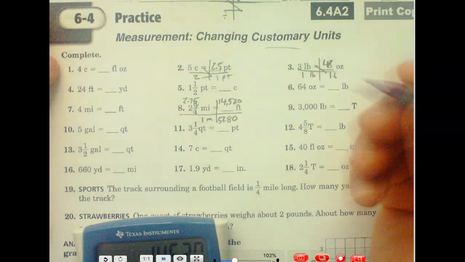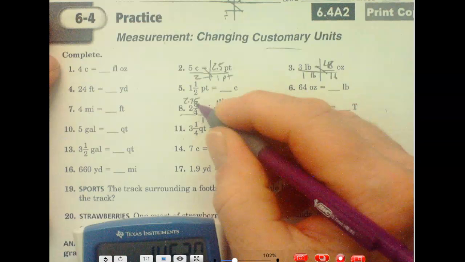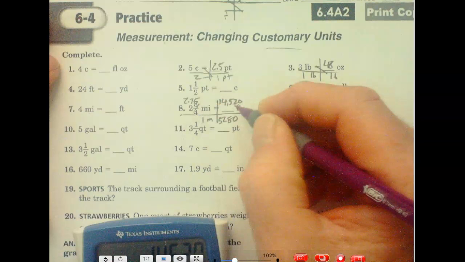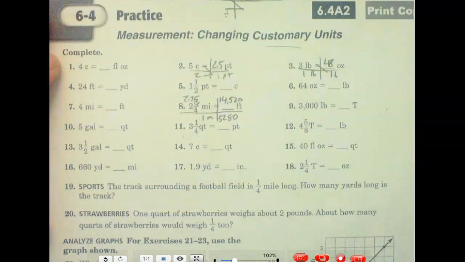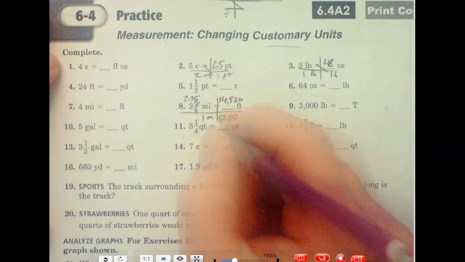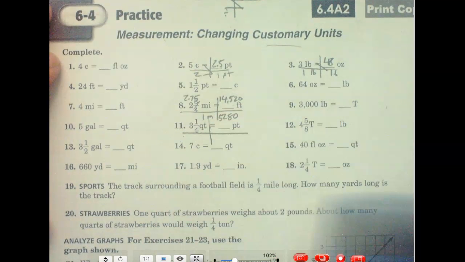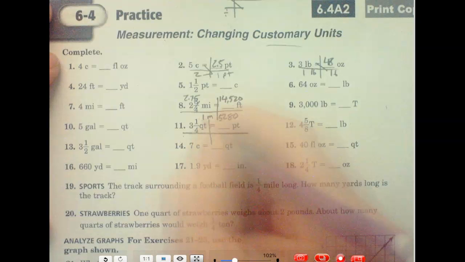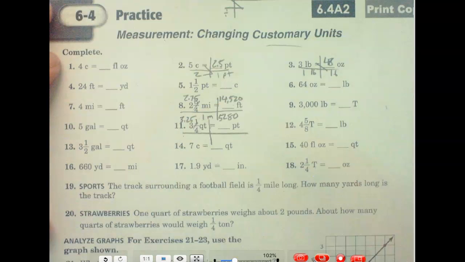14,520. Let's see if it makes sense. 1 mile, 5,000. Almost 3 miles, almost 15,000. Yeah, it makes sense. We're on the right track. Let's try one of these ones here. 3 1/4 quarts is how many pints? Well, let's make this into a decimal right away. Let's make this 3.25.